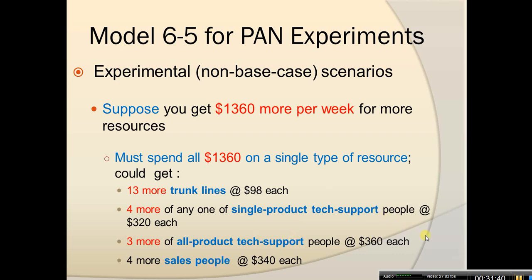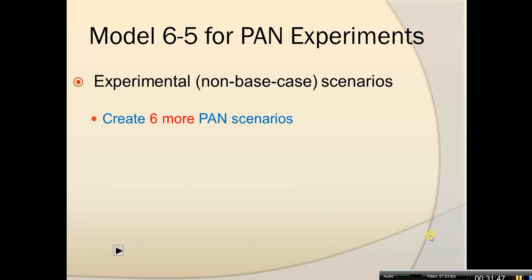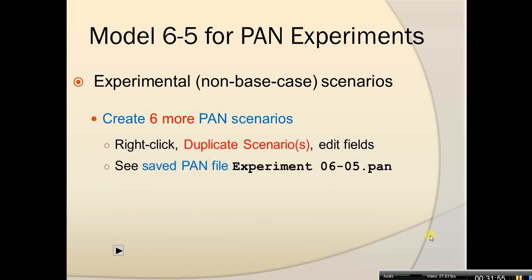So let's go ahead and do that. And to do that, we're just going to be duplicating. So we're going to duplicate the base scenario to create 6 more project analyzer scenarios. So we're going to right-click, duplicate scenario, edit the fields, as I will show you. And we already saved it under a different name, so we'll just keep the name that I already introduced instead of naming it experiment 6.5.